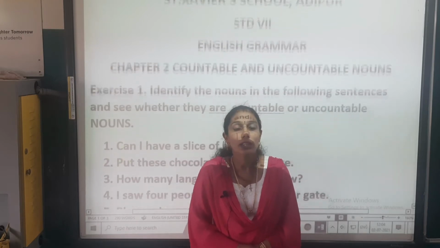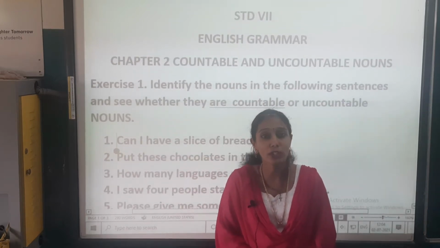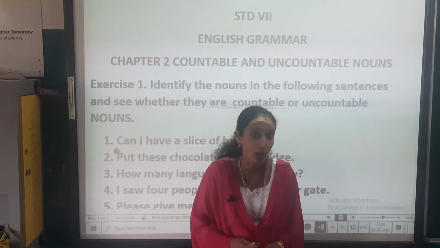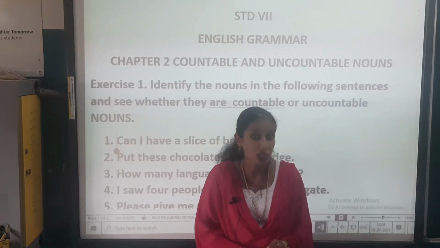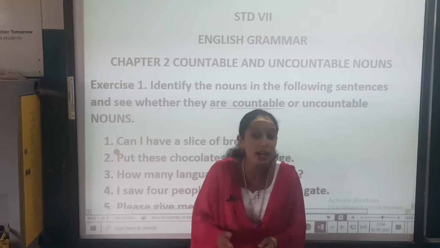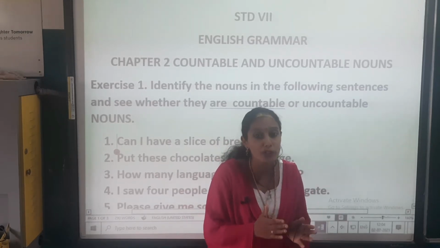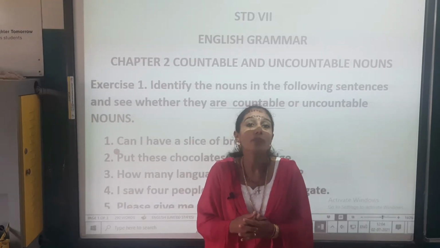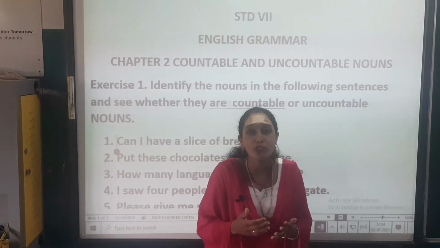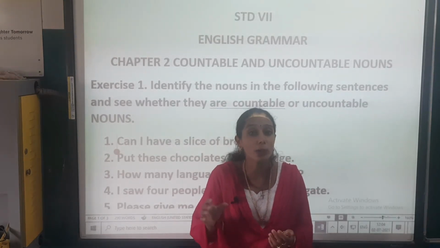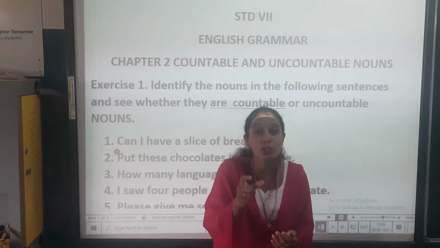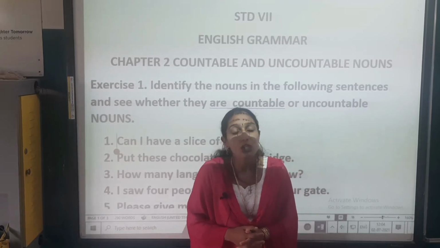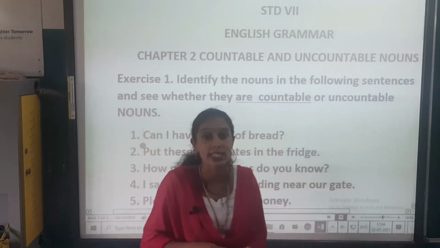So children, in the last video I had explained to you chapter 2 of English grammar, that is countable and uncountable nouns. I explained what a countable noun is and what an uncountable noun is. The objects or things or nouns which we can count are said to be countable nouns, and the nouns which cannot be counted, where you have to use an expression, are uncountable nouns. So now I start with exercise 1.